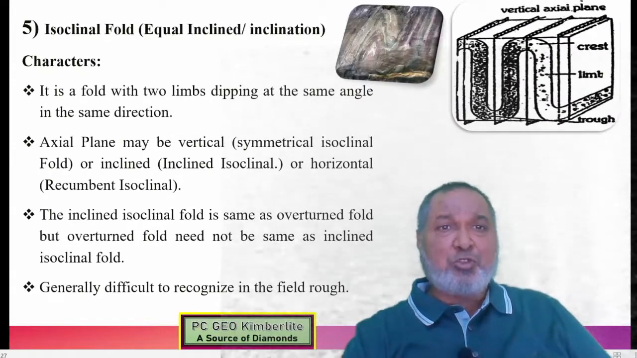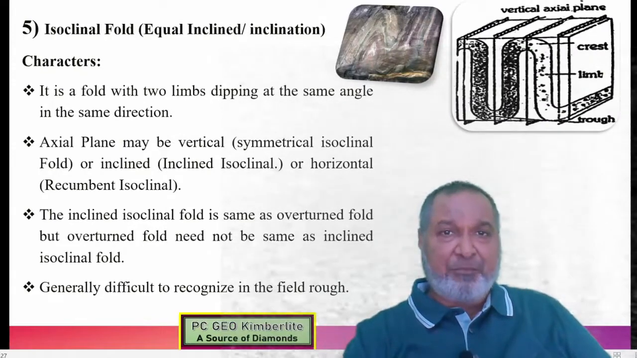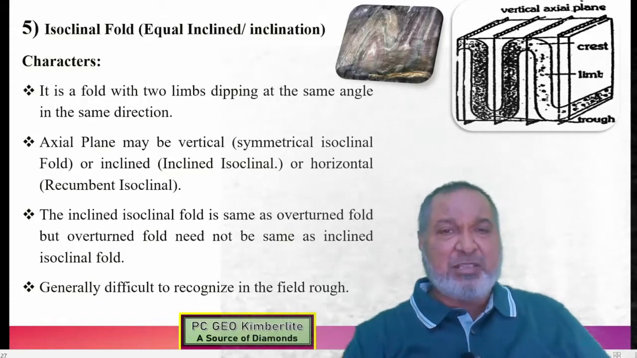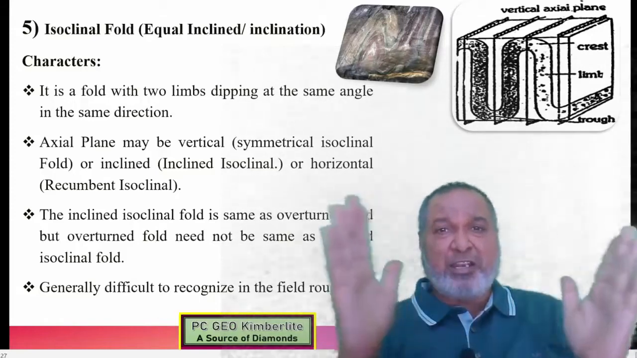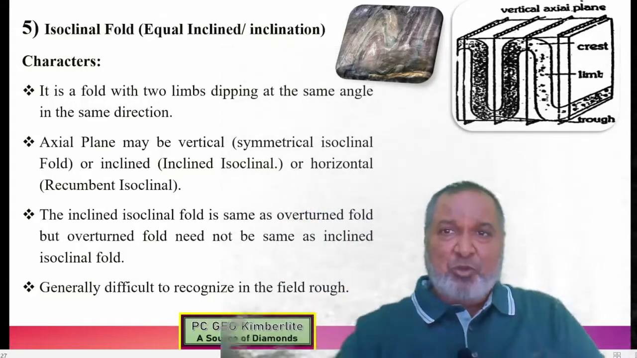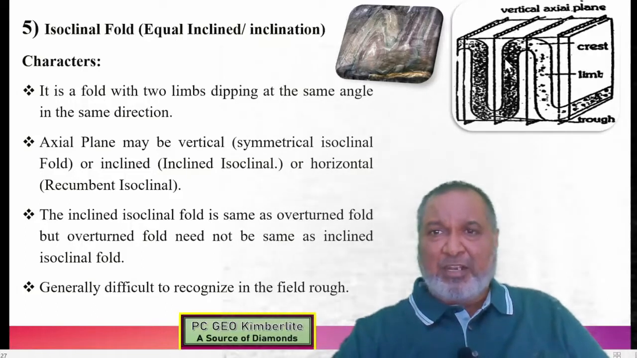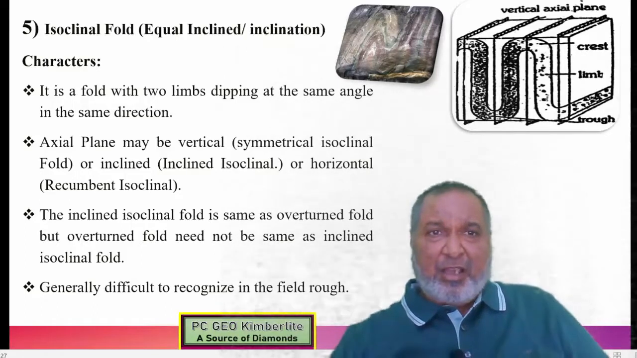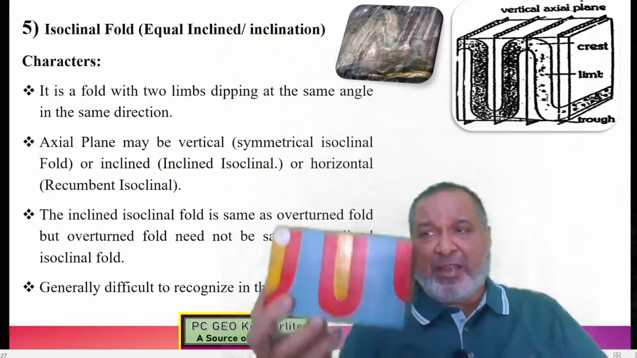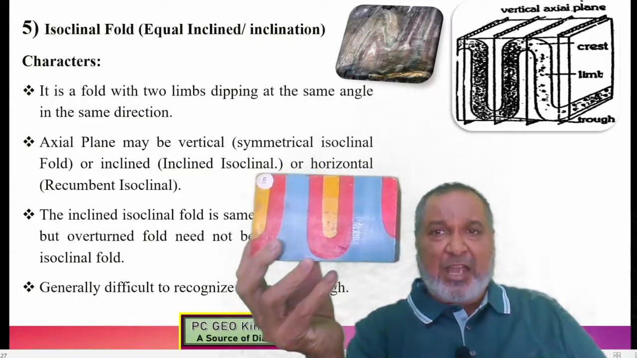Next one, isoclinal fold. Iso means equal, clinal means inclination, so there is an equal inclination. Whatever axial plane we have, the limbs go straight and turn out again parallel to each other. So that is what we have, the isoclinal fold. Here we have a fold which is isoclinal.